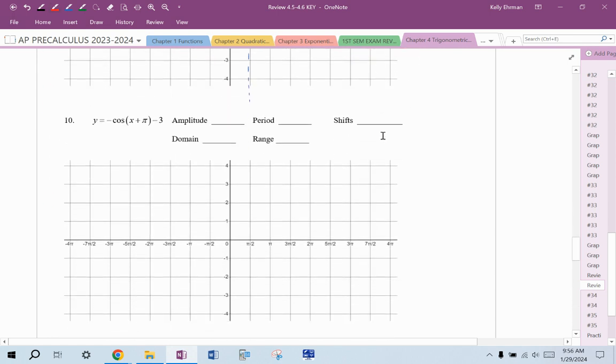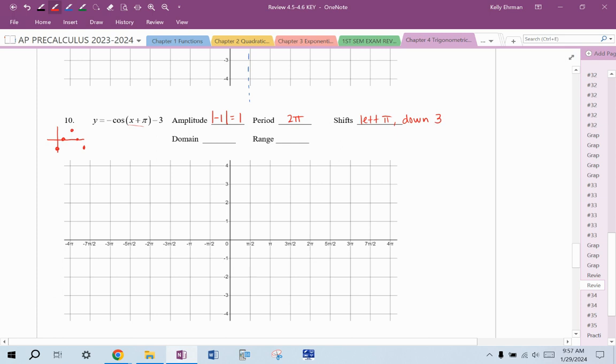All right, what about this one? So there's nothing to factor out here, so that's good. The amplitude is the absolute value of -1, which is 1. The negative is there to act as an x-axis reflection. So the negative cosine graph starts at the y-axis, and then it goes midline up, midline down. The period is 2 pi divided by 1. The shifts are left pi and down 3.